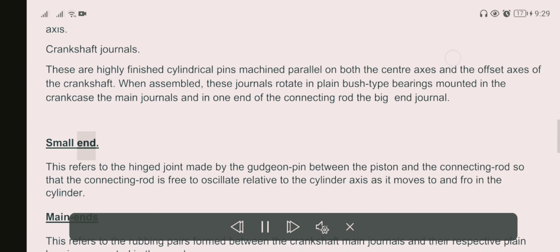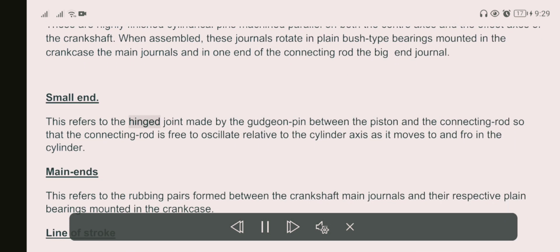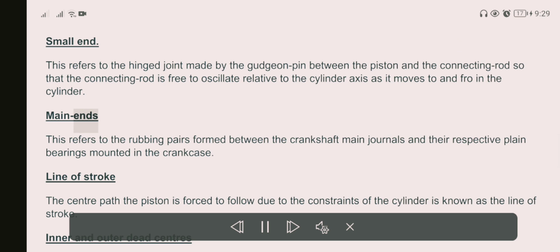Small end. This refers to the hinged joint made by the gudgeon pin between the piston and the connecting rod so that the connecting rod is free to oscillate relative to the cylinder axis as it moves to and fro in the cylinder.